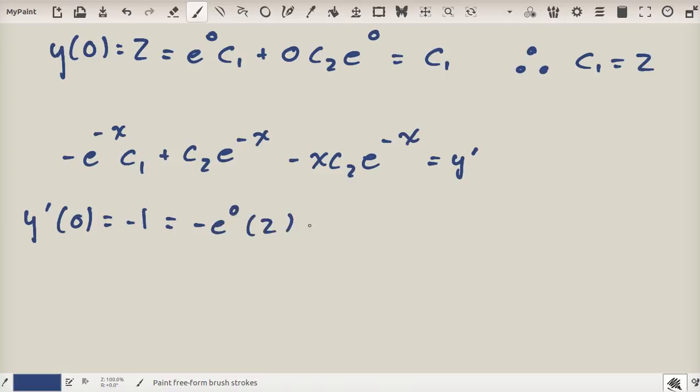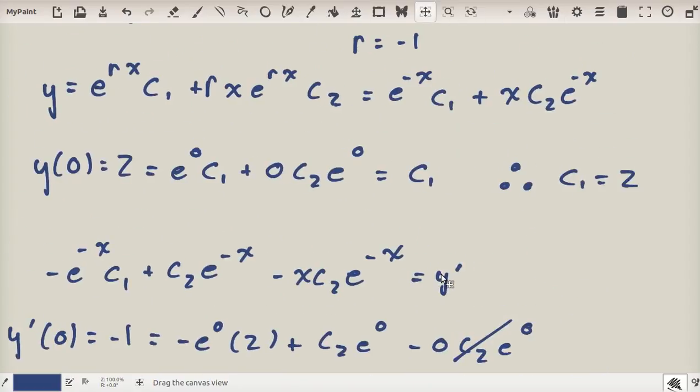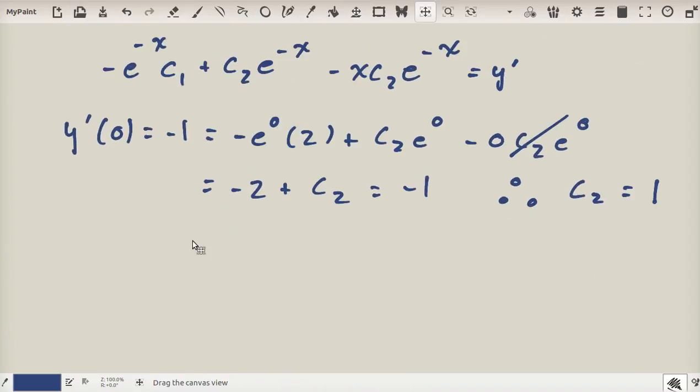So what we're going to do is plug in the initial condition we have. So y prime of 0 is equal to negative 1, which is equal to negative e to the 0 times 2 plus c2 e to the 0 minus 0 c2 e to the 0. So obviously we can just disregard that term and we'll simplify. So negative 2 plus c2 is equal to negative 1.